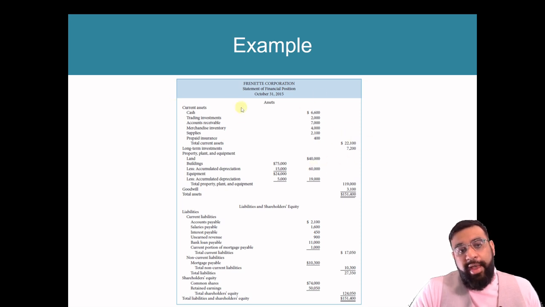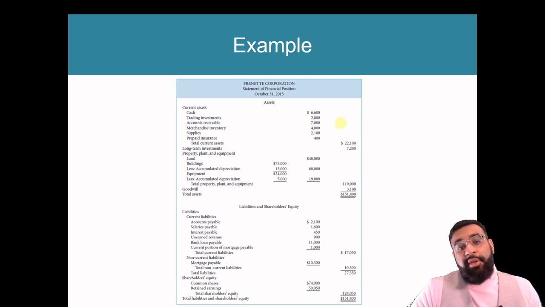So current assets, we have cash, held for trading investments, accounts receivable, merchandise inventory, supplies, prepaid insurance. These are all within 1 year. Because if you think about this logically, merchandise inventory, we want to sell it within 1 year. Accounts receivable, we want to receive it within 1 year, etc., etc. So all of these added together is going to give us our total current assets of 22,100.